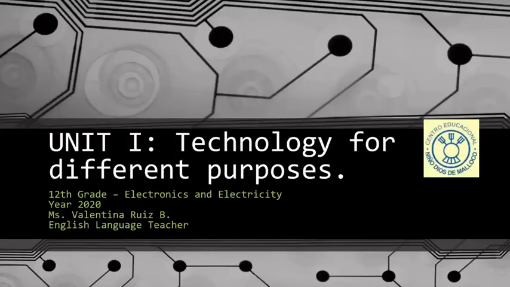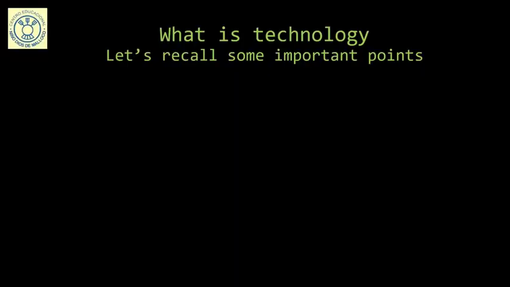So again, I'm going to ask you for your copybook and a pencil because there are going to be some activities for you to develop. Remember that the name of the unit is Technology for Different Purposes, and we are going to recall some important points reviewed in the previous video in relation to what is technology.